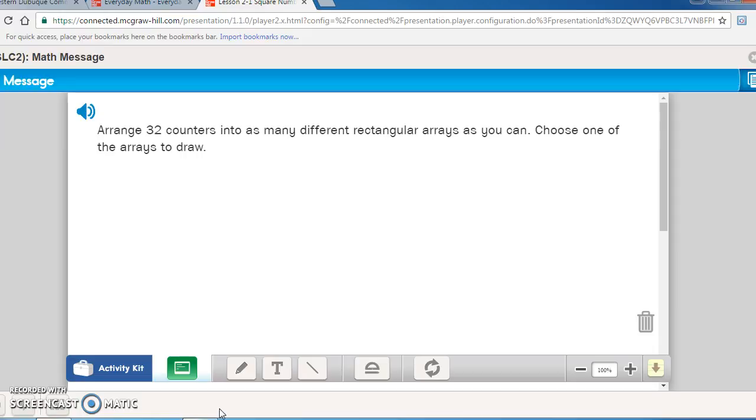All right, I want you to arrange 32 counters, they're kind of like a plastic chip, into as many different rectangular arrays as you can. Choose one of those arrays to draw. So remember, you want to look for how many you have in each row. Make sure they have the same number of objects. And then look at each column and make sure they each have the same number of objects. Each array has a rectangular shape. The product is the total number of objects that you have in that array.